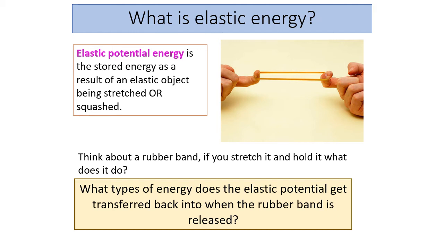What type of energy does the elastic potential get transferred back into when the rubber band is released? It is holding gravitational potential and elastic potential energy, and when you release it, it will move into kinetic energy, and some of the energy will be moved to the surroundings.